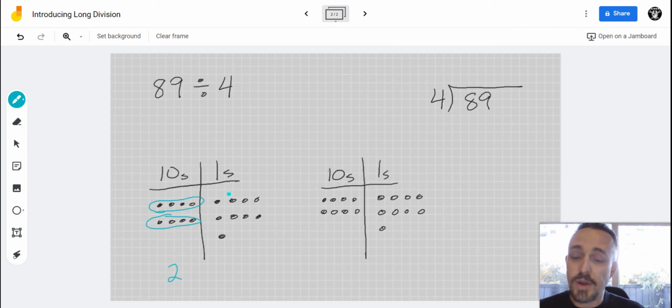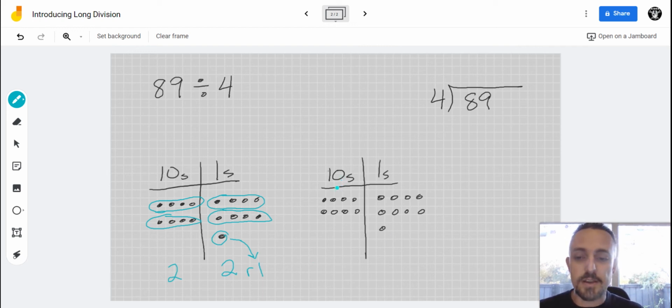And I'm going to go to my ones column and divide it into groups of 4. Well, I can do that, and I can do that. So I've got 2 groups of 4, but now I've got this guy, and he is left over. So this ends up being my remainder of 1. He's left over. So I had 2 groups of 4 in the tens column, 2 groups of 4 in the ones column, and 1 left over. That ended up being my remainder of 1. So this is 22 remainder 1.